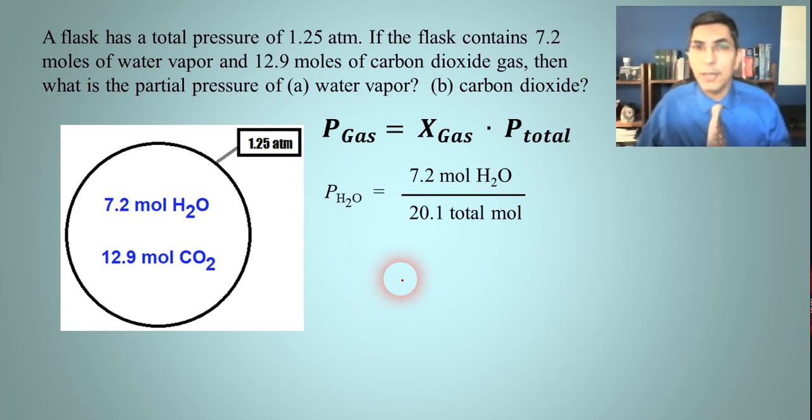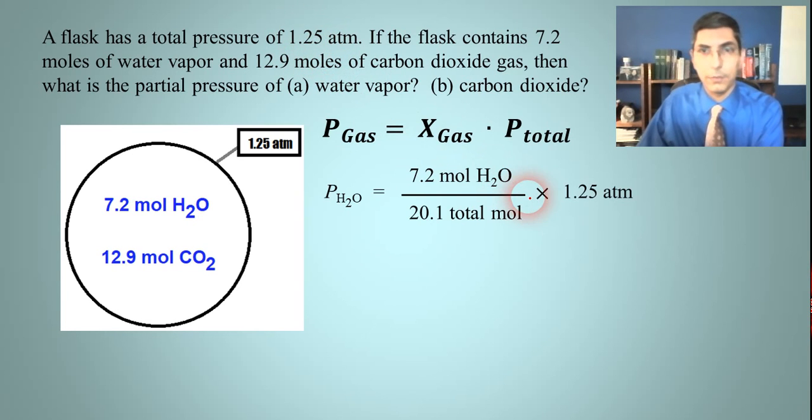So it's like in the last example, where we had the 7 X's, and we divided that by the total number of shapes, of molecules. Well, it's the same thing here, divided by the total number of moles. Now, we have to multiply this by the total pressure, which is 1.25 atmospheres. So when we do this arithmetic, the partial pressure of the water is 0.448 atmospheres.